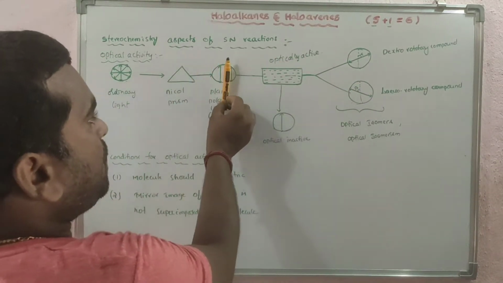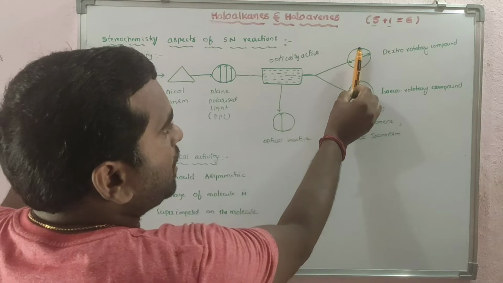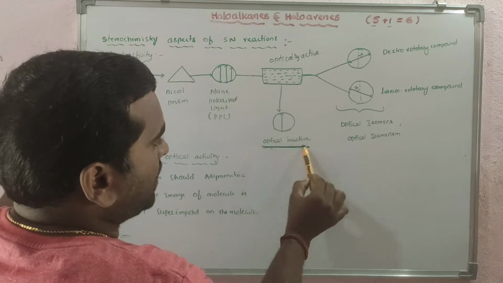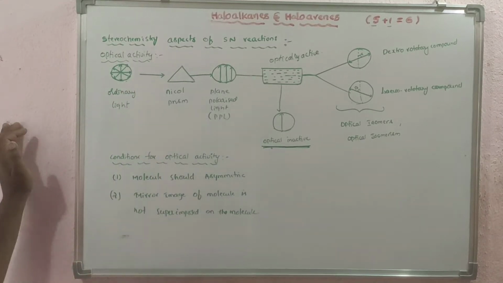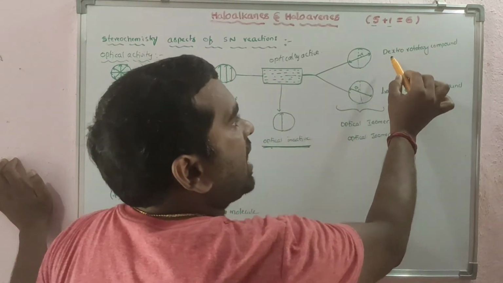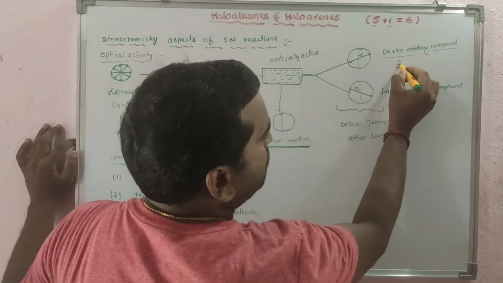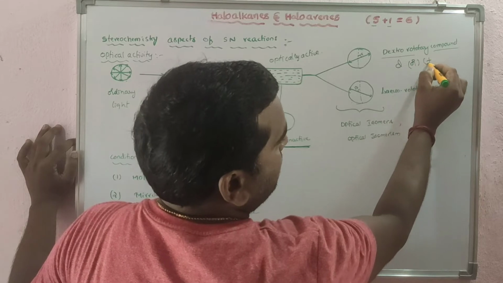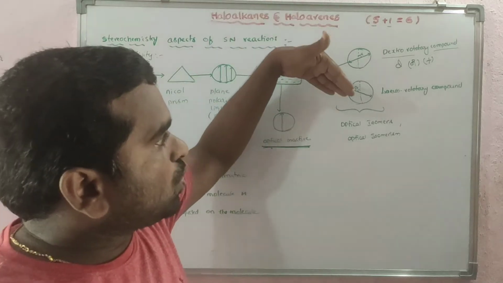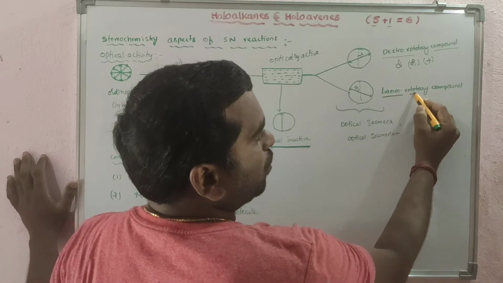But when we pass plane polarized light through the solution of the compound and it does not rotate the plane polarized light, that type of compound we will call optically inactive. If the compound rotates the plane polarized light towards the right, we will call that compound dextrorotatory, represented by small d or plus. And if the compound rotates the plane polarized light towards the left, we will call that compound levorotatory.